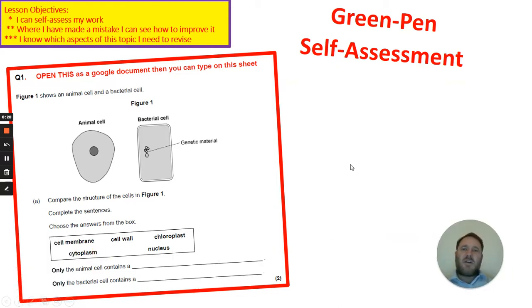In today's lesson I'm going to go through the questions that you answered for lesson 10, and I suggest you go and get yourself a green pen if you don't have one already. So if you don't have one, pause the video now, go and get yourself a green pen and then start back when you do have your pen.